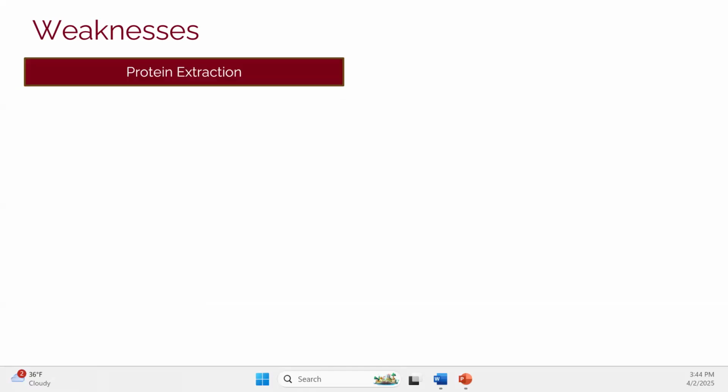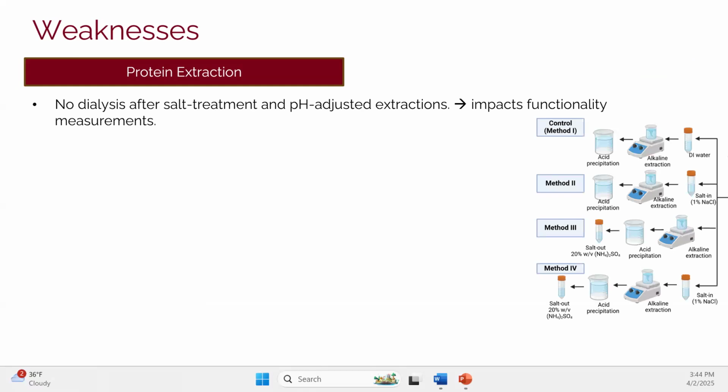However, some weaknesses of this paper, I'll break down into the protein extraction methods. There is no mention of dialysis after any salt treatment and pH adjusted extractions. Obviously, after changing all the pH, adding salt in, salt out, there's definitely a significant salt content, and this will impact your functionality measurements. The solubility is great, but is it because of the protein or because of salt? They don't mention dialysis; they just mention washing with DI water, which is obviously not enough, and they also didn't include any ash content. So it's the same issue as the paper that Medora presented.